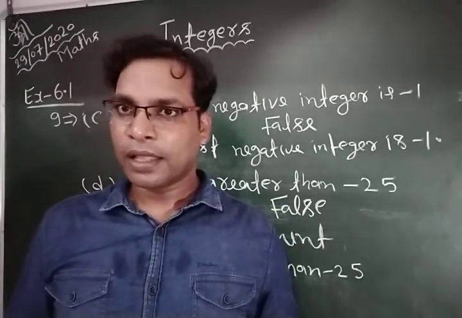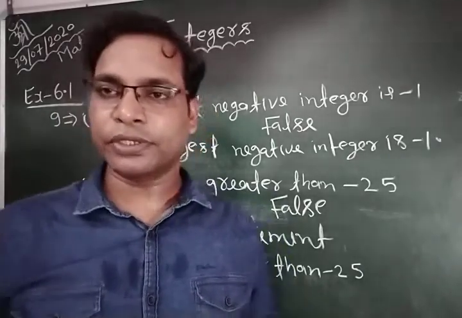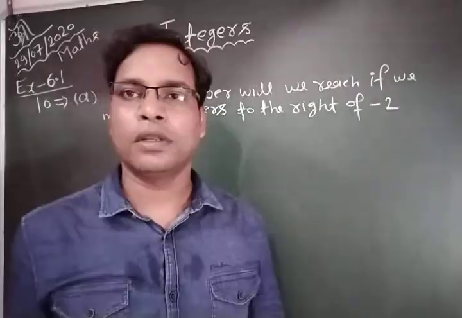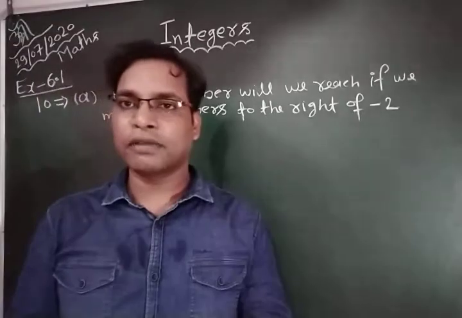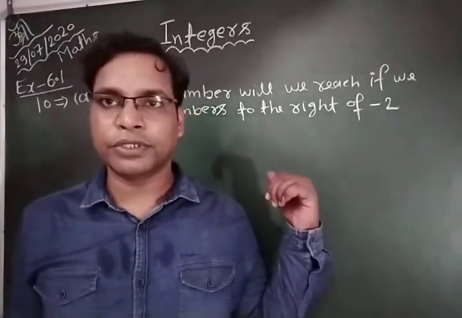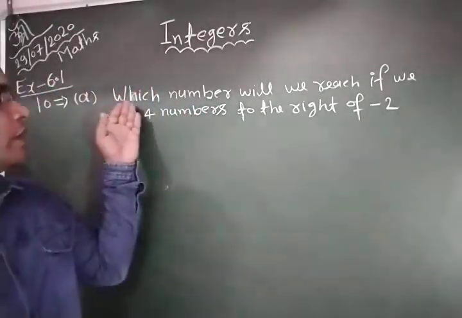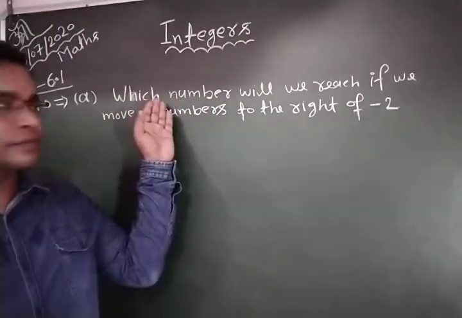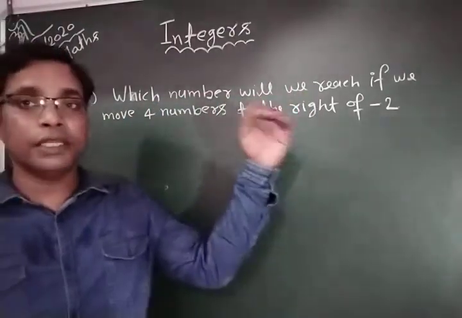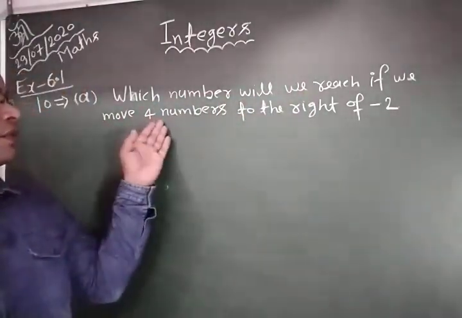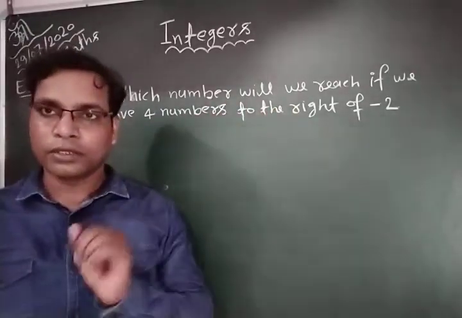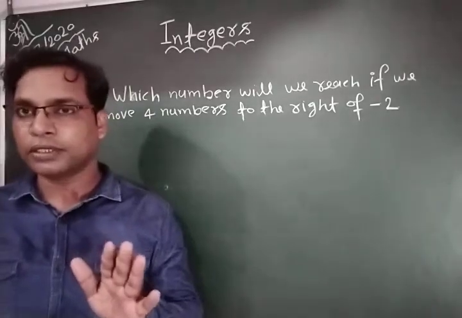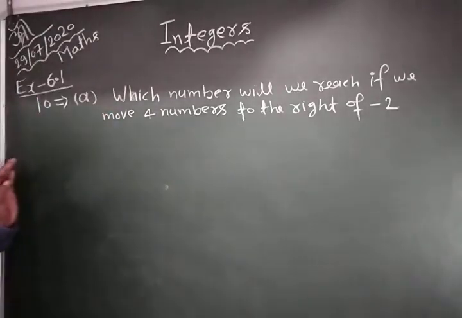So let's see how to solve such type of questions. Question number 10 says draw number lines and answer the following. The A part of the question is: which number will we reach if we move 4 numbers to the right of minus 2? Okay, so first we draw a number line.